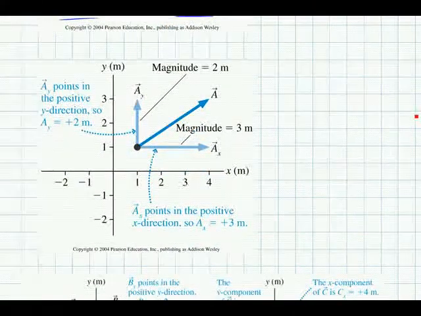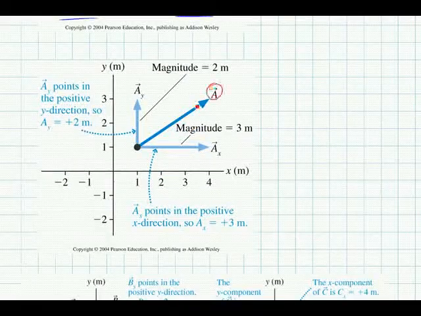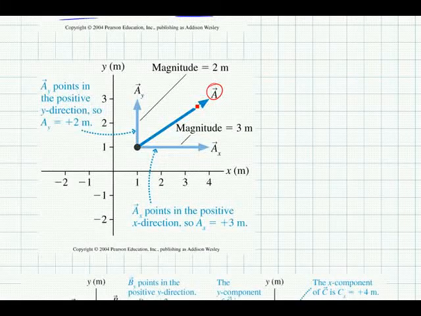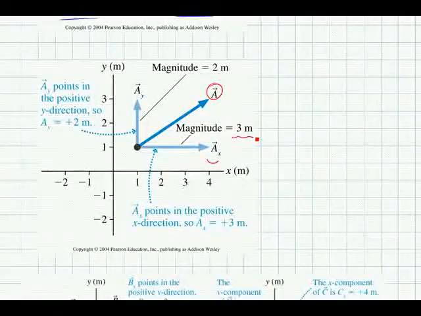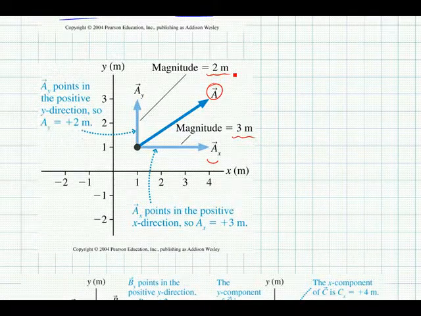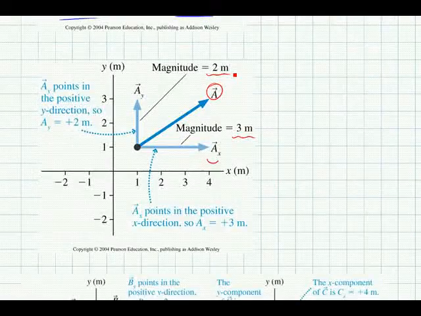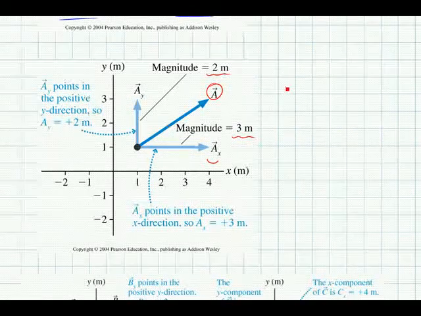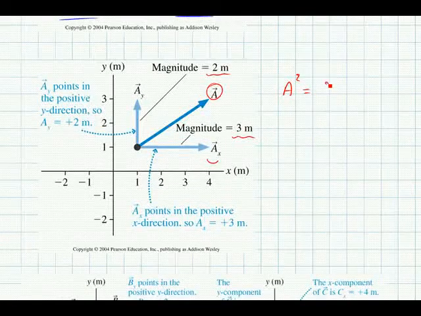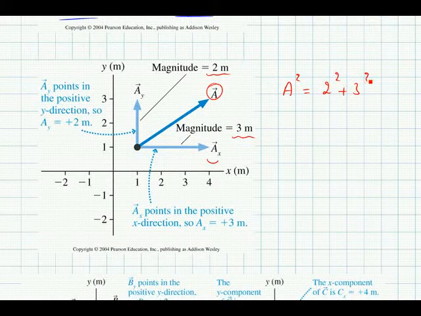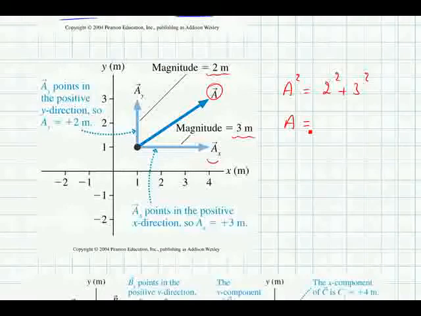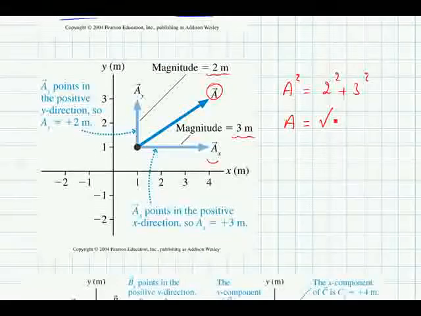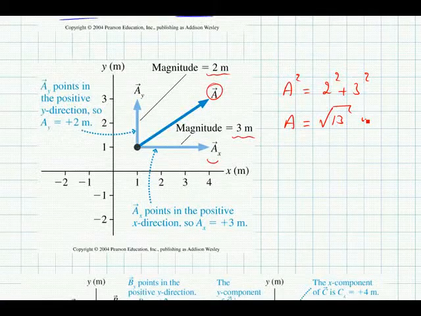A couple of examples. Here we have vector A, and we know that it has an x component ax, which has a 3 meter magnitude, and a y component which has a 2 meter magnitude. So if you were interested in finding the magnitude of A, well, A squared is equal to 2 squared plus 3 squared. That's using the Pythagorean theorem. So A is equal to square root of 13 meters. So that's the magnitude of A.